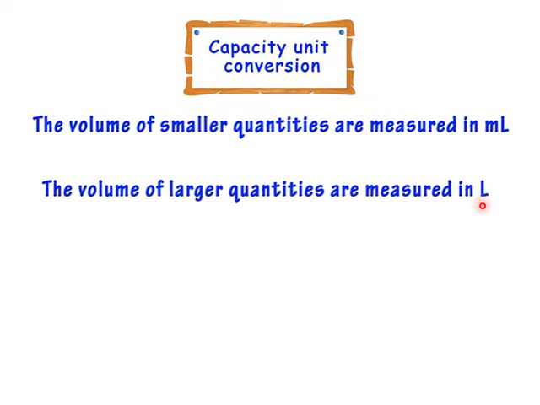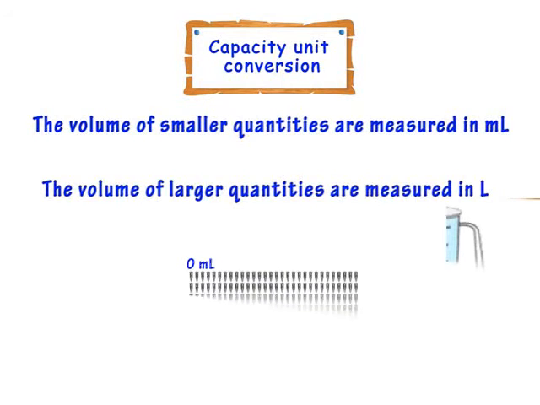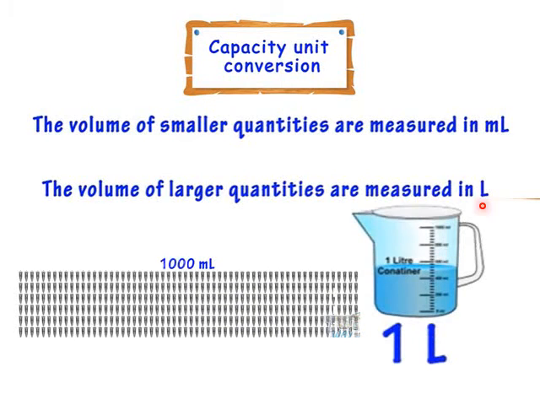Yesterday we learned that the milliliter is a very small amount of liquid, just a drop or a few drops. Imagine that you have 1000 milliliters and we put them together. This will give us 1 liter. Or in other words, we can say that 1 liter is equal to 1000 milliliters.